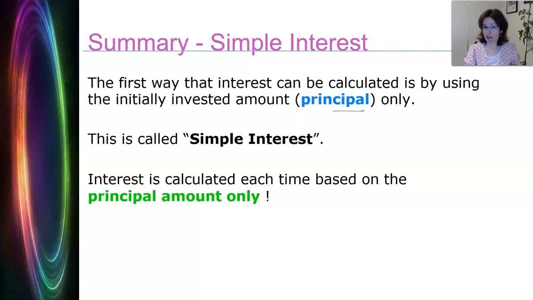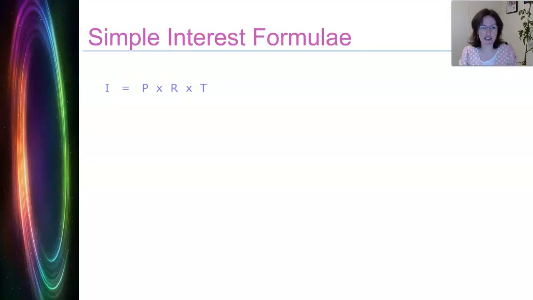It's sometimes called a flat rate if we are going to invest something with simple interest. And the interest is only calculated based on that principal amount only. So it's not calculated monthly, it's calculated once at the end. Compound interest is more complex, and we'll get into that in future videos.